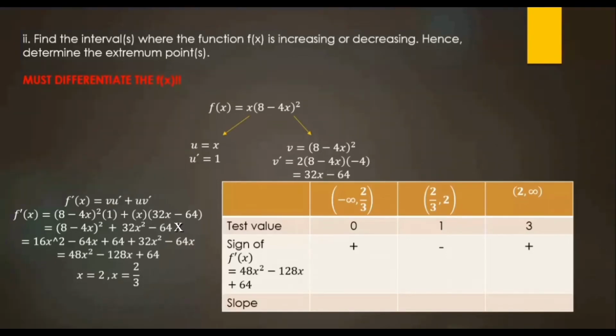If the sign is positive, it means the slope is increasing, so we draw an increasing slope like this. If the sign is negative, it means the slope is decreasing, so we draw a decreasing slope like this. Same goes for the test value 3 that we got. The sign is positive. It means the slope is increasing.